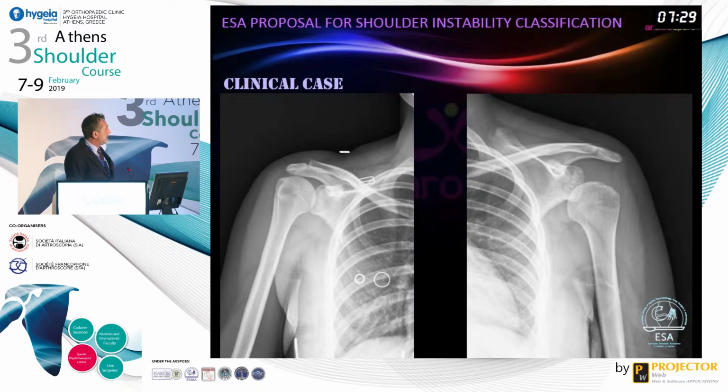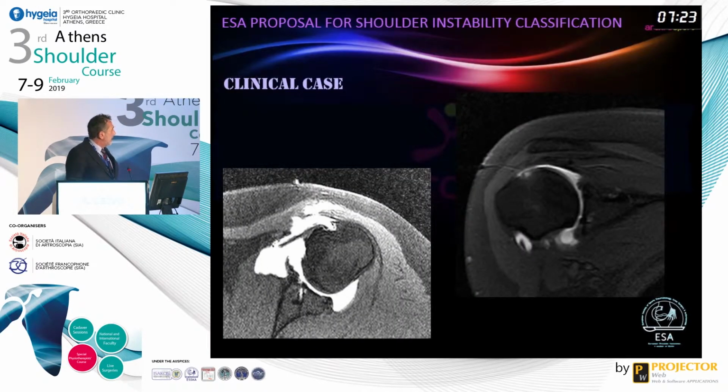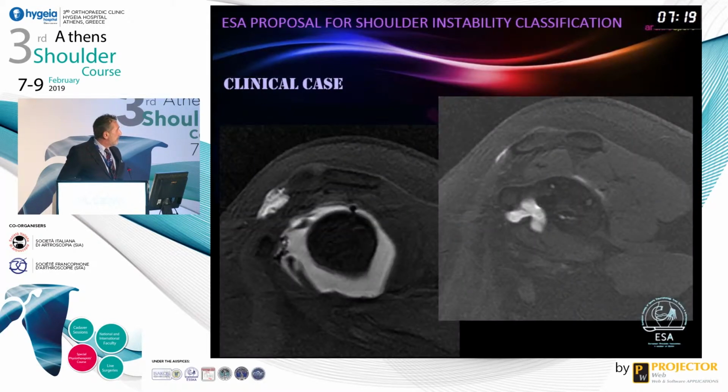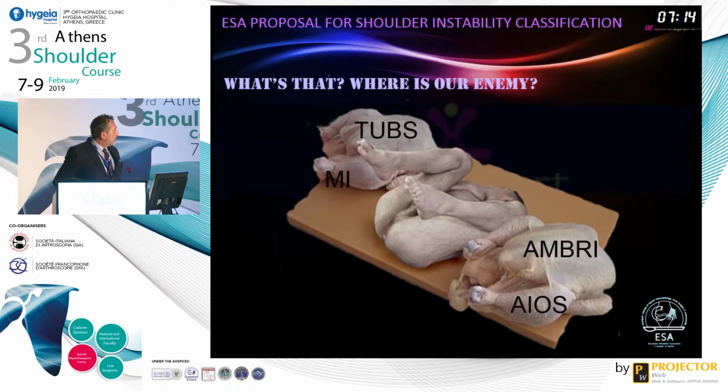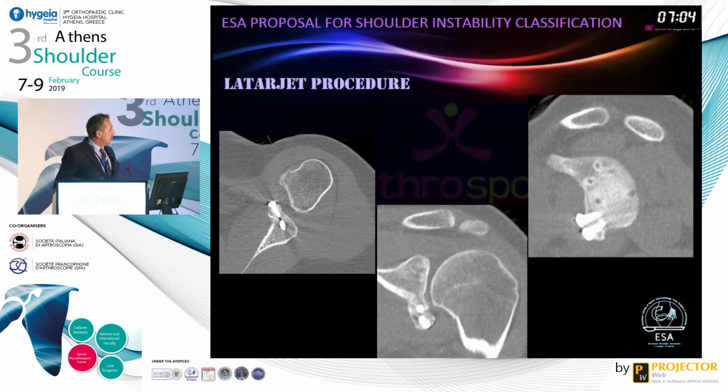What's that? This is the difference between both shoulders. 3 capsular procedures were performed, and we have a huge capsular volume and a practically normal arthro-MRI. What's that? Where is our enemy? What can we do in these cases? It's not easy. It's a special situation.